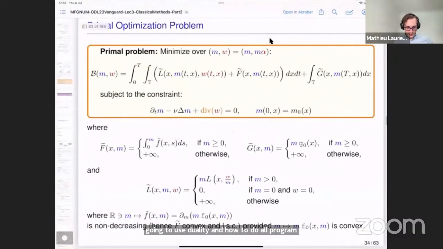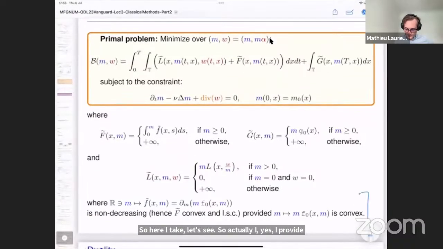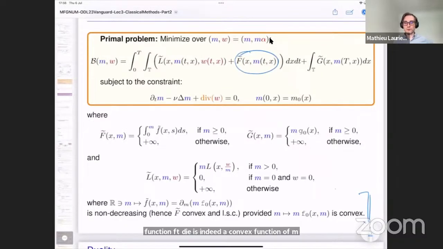So here I take, let's see. So actually, I provide some explanations here about F0. You can make some assumptions so that your function F tilde is indeed a convex function of m. And then for L tilde and G tilde, we are good.